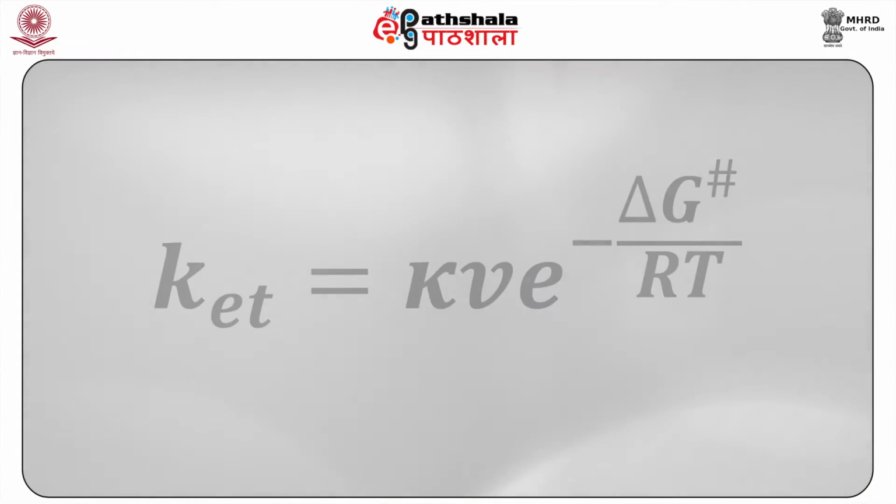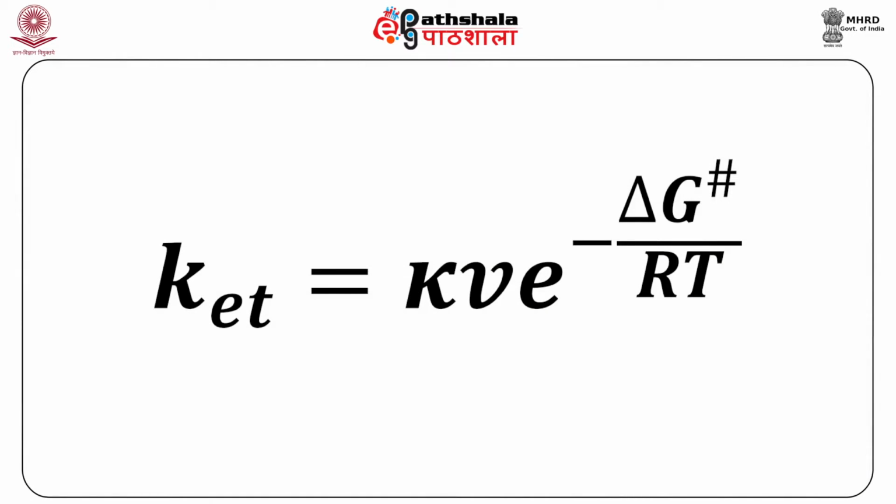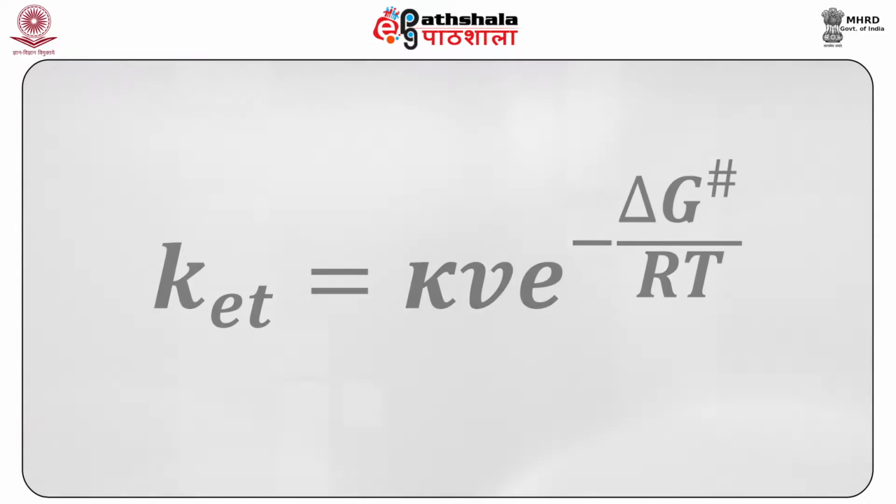We know that k is equal to kappa into nu exponential raised to the power minus delta G hash divided by RT, where kappa is the transmission coefficient, nu is the vibrational frequency by which the activated complex approaches the transition state, and delta G hash represents the free energy of activation. The theoretical expressions for kappa, nu and delta G hash can be calculated.